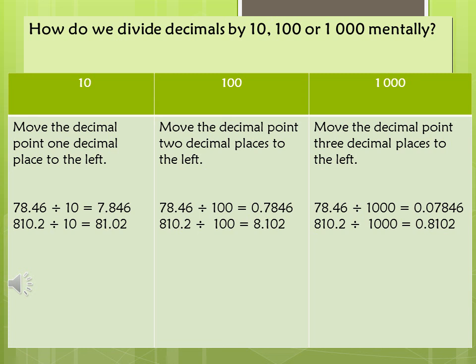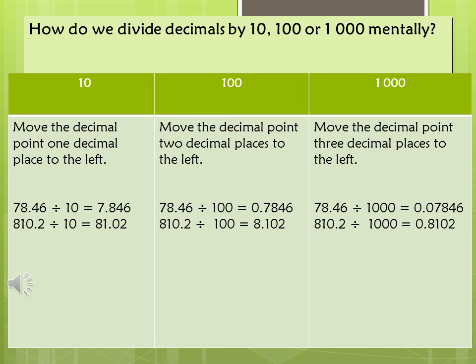Another example, 810 and 2 tenths divided by 10. I-move nyo ang decimal point ng isang beses going to the left. So, mula dun sa decimal point, i-move nyo siya ng isang beses. So, ang magiging sagot nyo ay 81 and 2 hundredths. So, laging remember, kung sa dividing by 10, 1, i-move nyo lang ng isa ang decimal place going to the left.